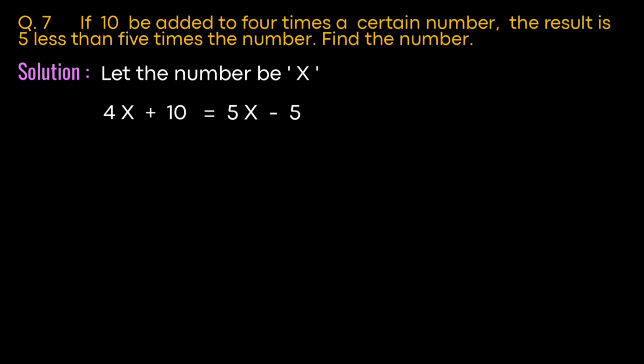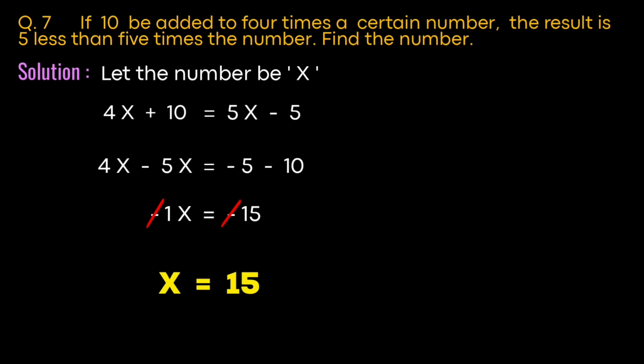On further solving, we get 4x minus 5x equals minus 5 minus 10. That is minus x equals minus 15. And we get the value of x equals 15.